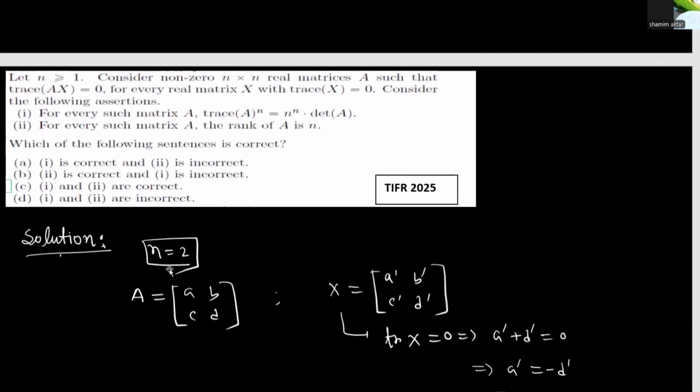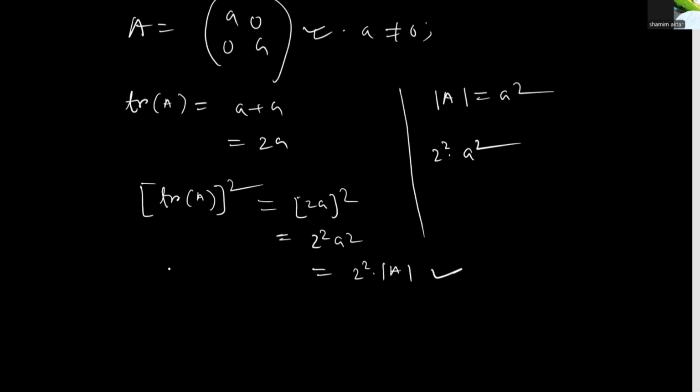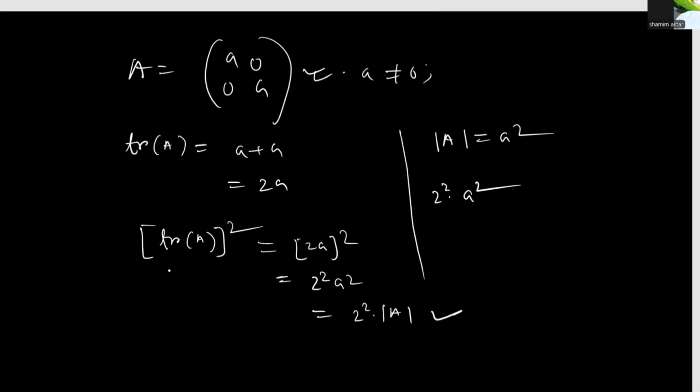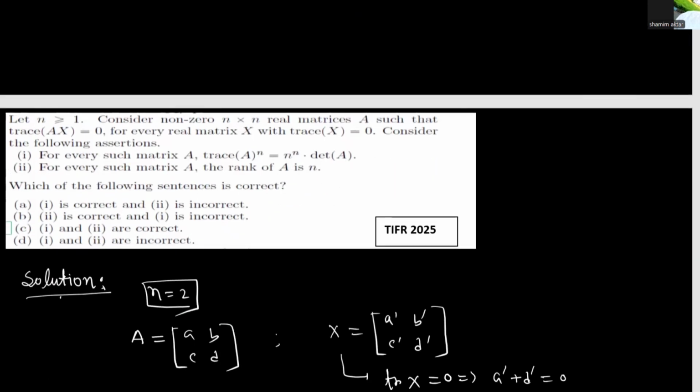Now the second condition says that the rank of A is n. Clearly A is non-zero, so the rank of A is equal to 2, because here there are two non-zero rows and they are independent. So the rank statement is true. So the second condition also holds. So the answer to the question is that both conditions are true, so answer C is correct.